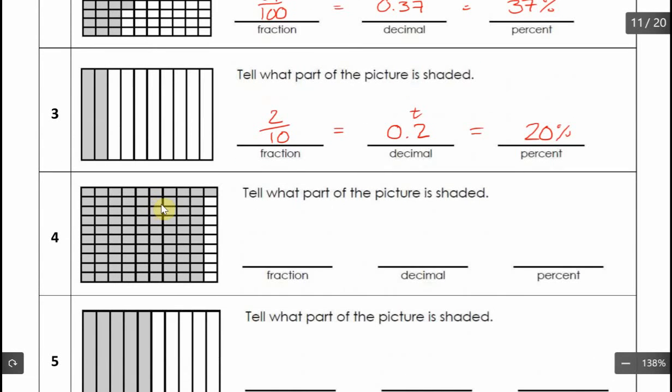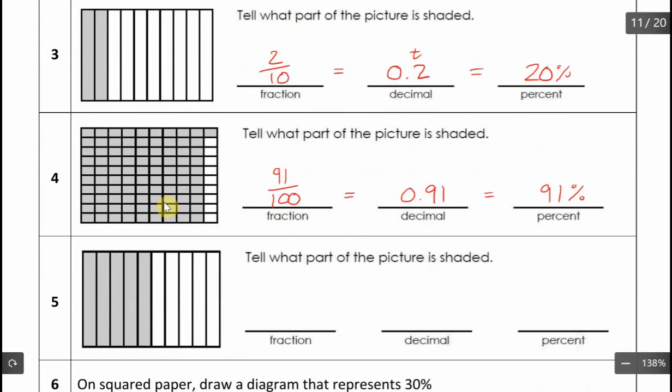Okay, this square has 100 little squares again, and we have 91 of them shaded in, so that's 0.91, and that's 91%. Number 5, we've got 5/10 shaded in. Now we might also choose to write that as a half, so that will simplify down, but either of those are correct. The decimal is 0.5, got 5 in the tenths, and the percent is 50%.